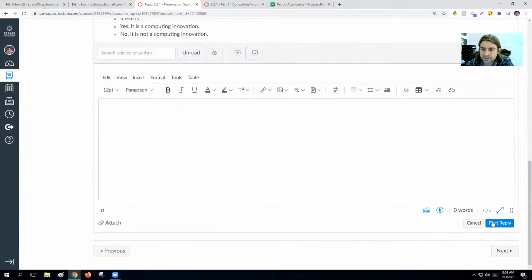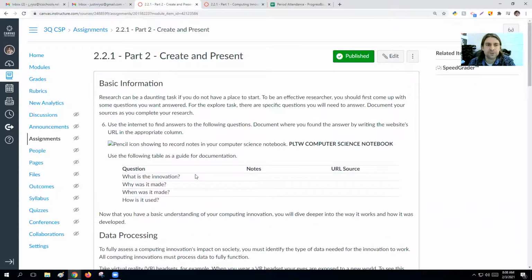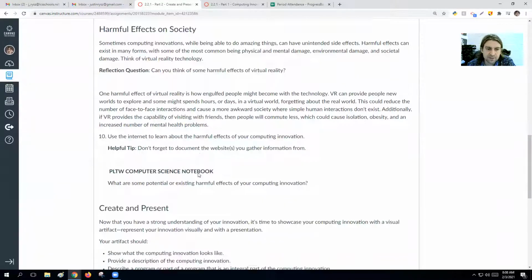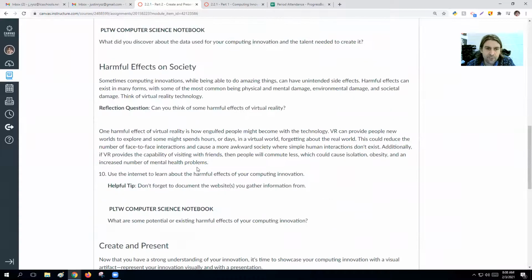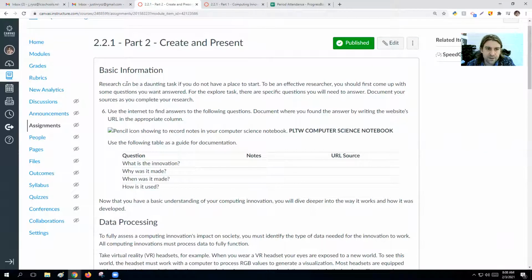Once you get that done and have your idea of what you're going to do, next you're going to make a basic presentation about it. It's going to go through these steps here so you understand what you'll be working on. Research can be a daunting task at first if you have no idea where to start. But to become an effective researcher, you should come up with some questions you want answered.